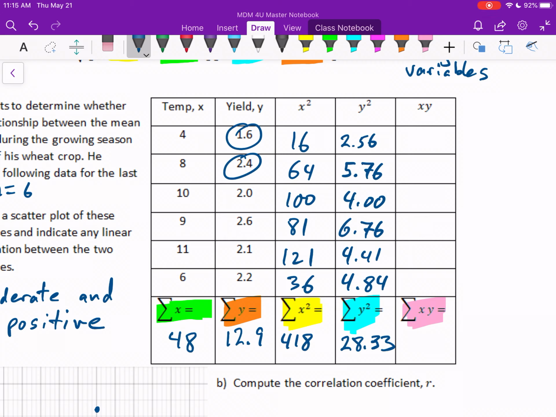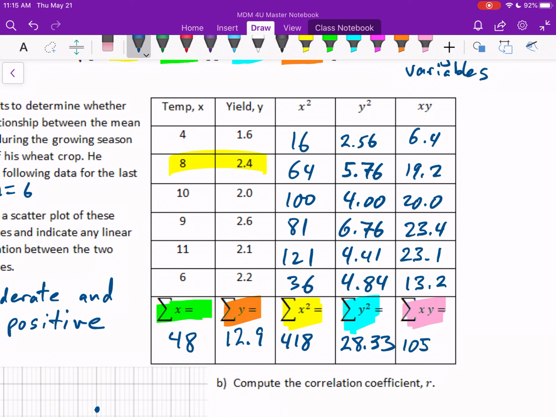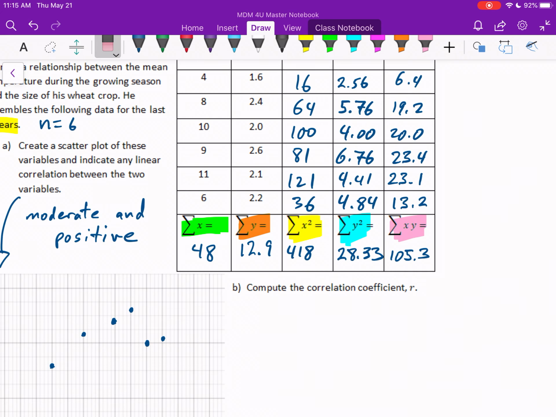And then finally, xy just means multiply x times y. So 4 times 1.6 is 6.4. And 8 times 2.4 is 19.2. And so on. 20, 23.4, 23.1, and 13.2. Adding it up, I get 105.3. So a little tedious, not hard.